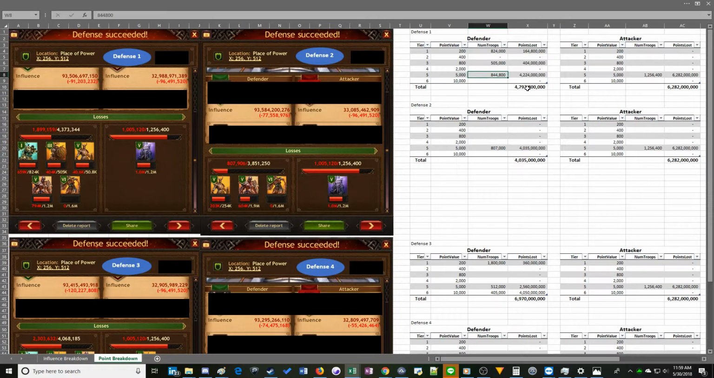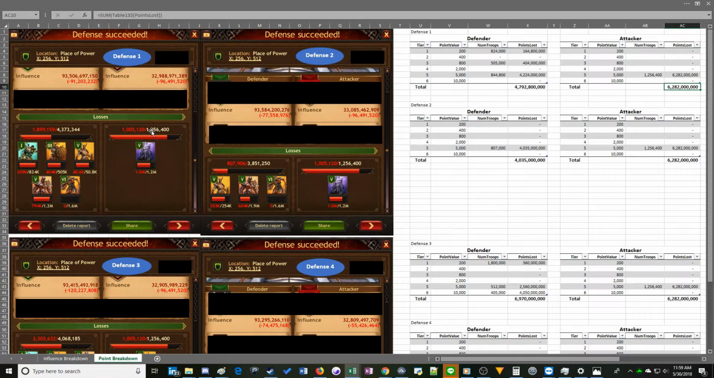So right here, this is our point loss, and this is their point loss. So even though the influence loss was pretty close, you see that they lost almost 50% more in terms of points. Just to clarify a little bit, this is the actual points lost by the side. So the attacker definitely got the worst end of it. They had a much worse time than we did.